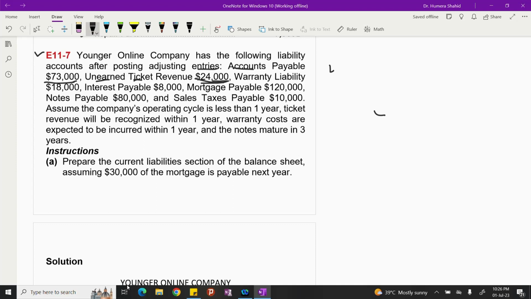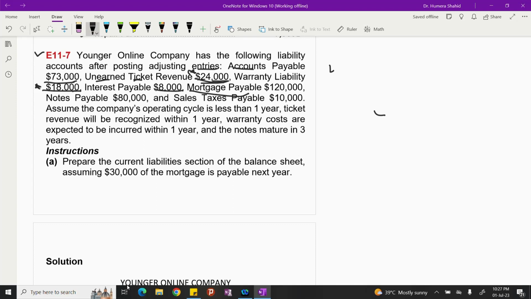Warranty liability is $18,000. Again, it depends on the warranties. If they are, let's suppose, 3 years warranty, then of course warranty liability would be non-current, because 3 years you expect that people will be returning their defective goods. But if it is less than a year or operating cycle, then in that case we say it's current. So we further need to see for warranty, we need to see for revenue, whether they are current or non-current. Interest payable is usually current, 8,000.